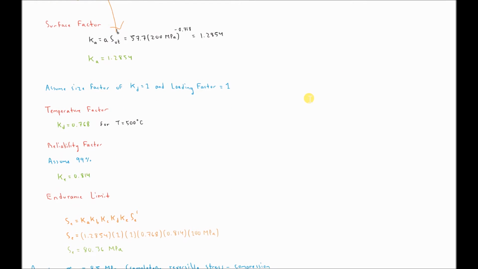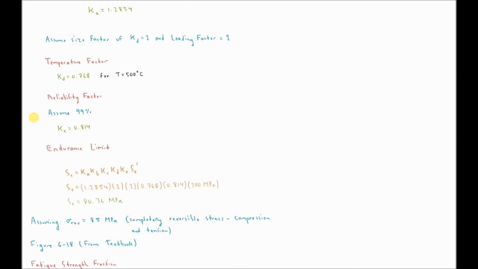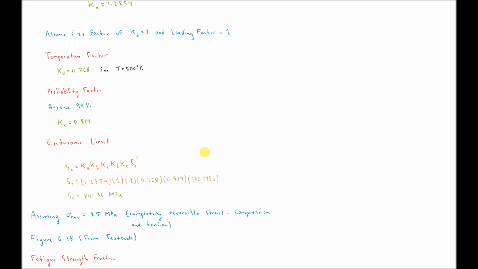For the temperature factor, we assumed the temperature to be 500 degrees, which gave us our KD value. For the reliability factor, we assumed 99%, which gave us our KE value. Multiplying everything together gives us an endurance limit of 80.36 MPa.